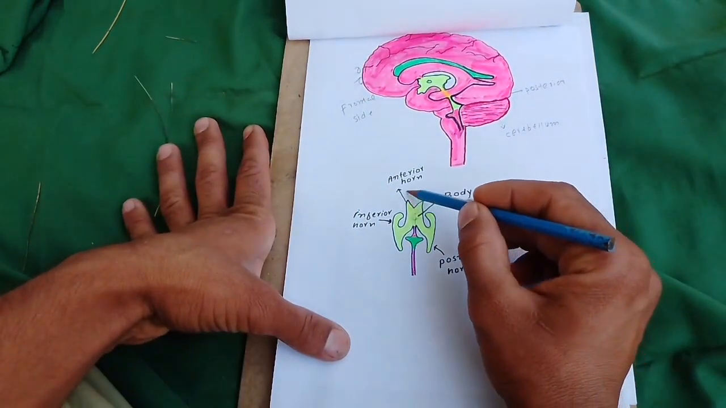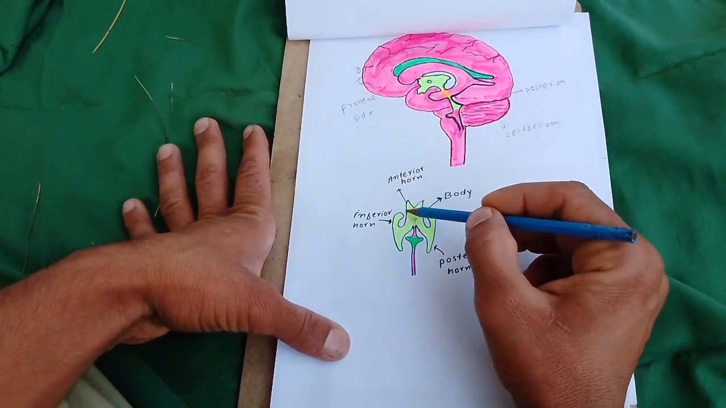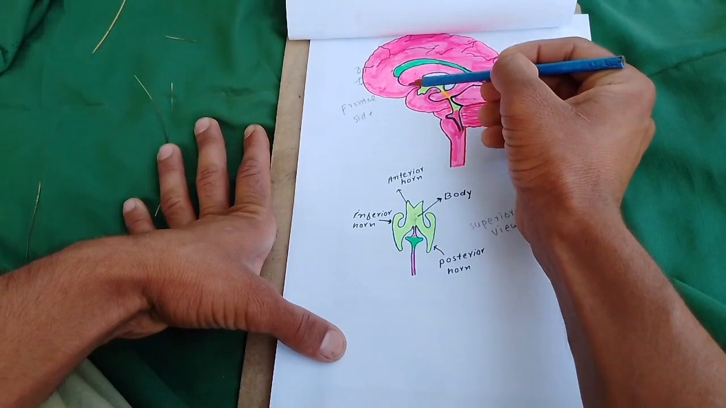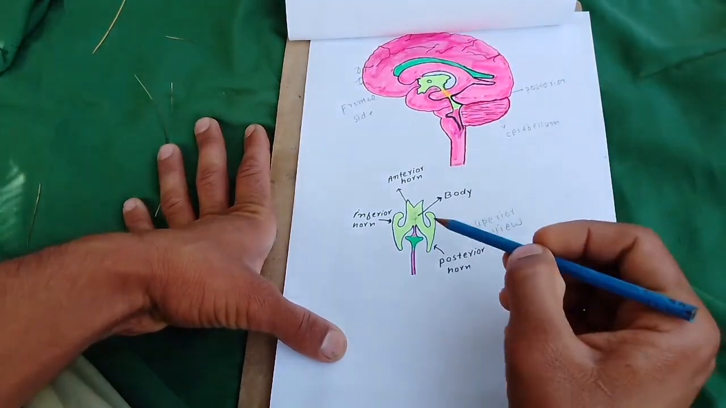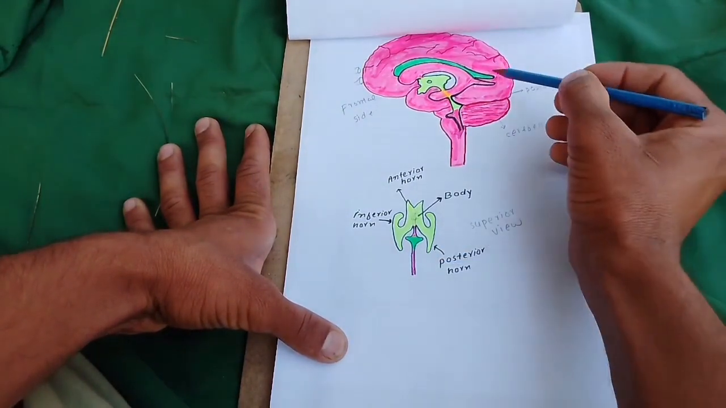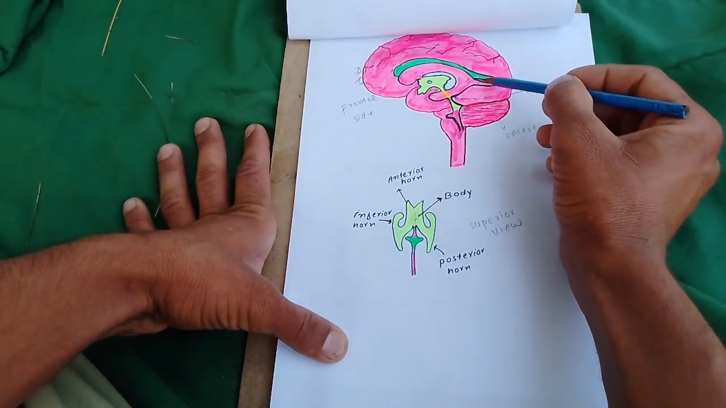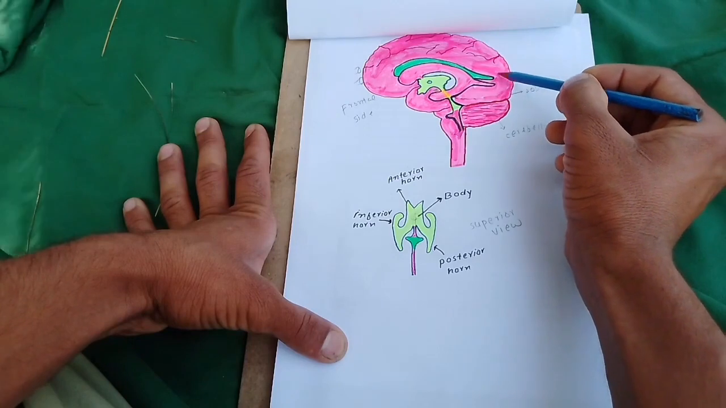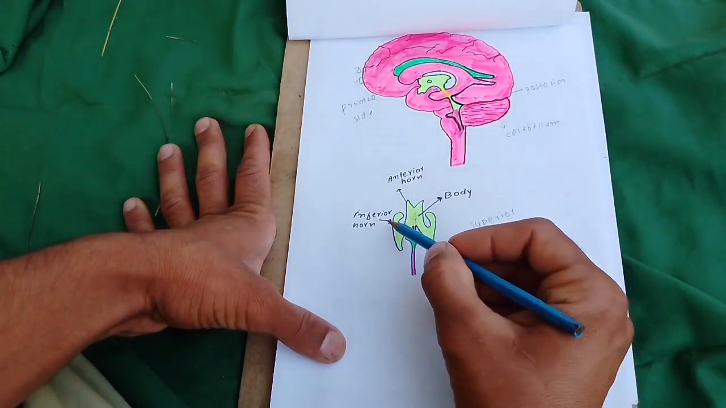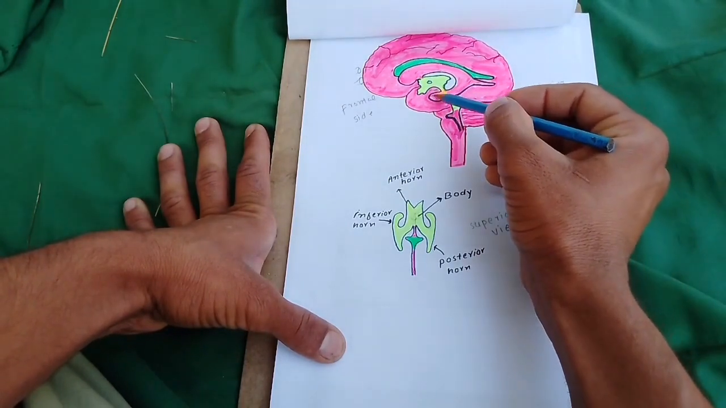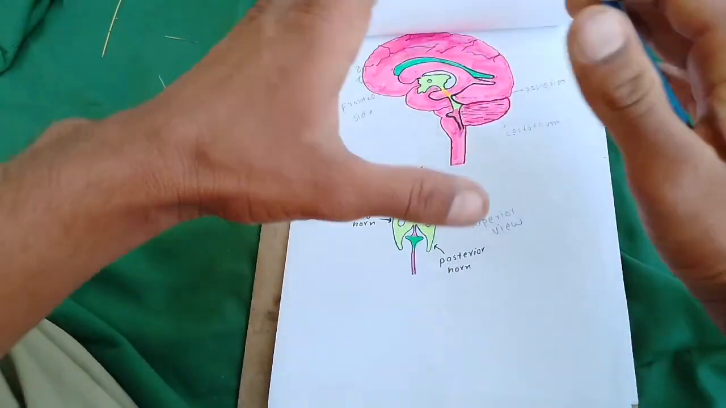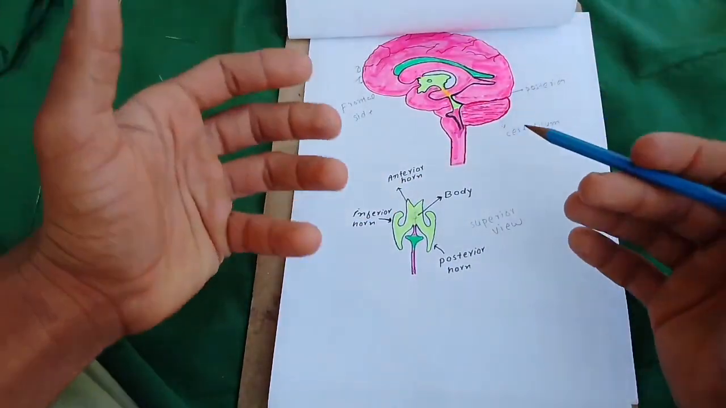While this one is the anterior horn. The anterior horn covers the frontal lobe of the cerebrum. This one is the posterior horn. The posterior horn covers the occipital lobe of the cerebrum, while this is the inferior horn. The inferior horn covers the temporal lobe of the cerebrum.